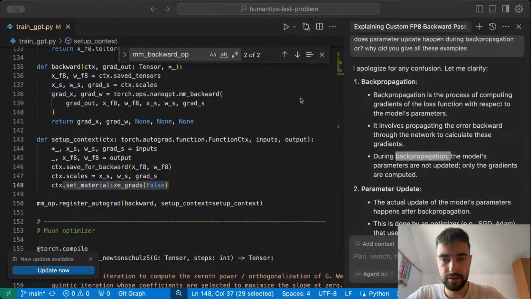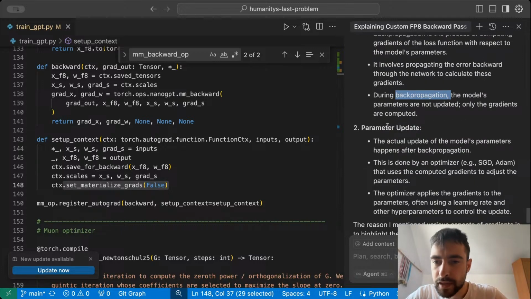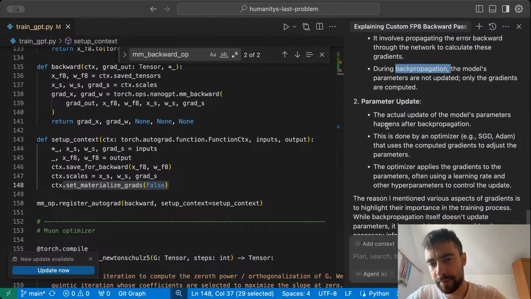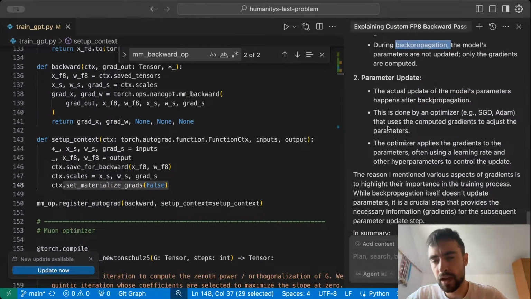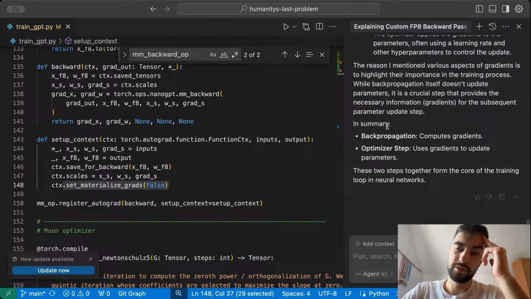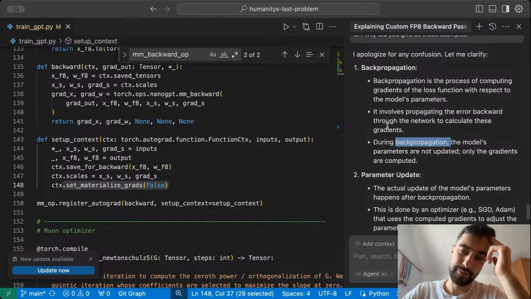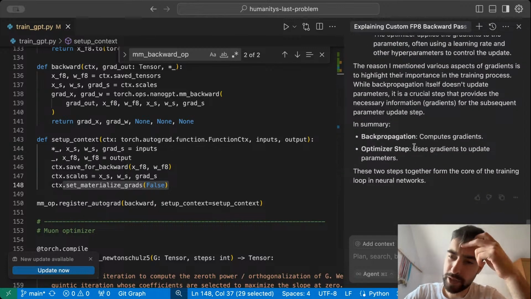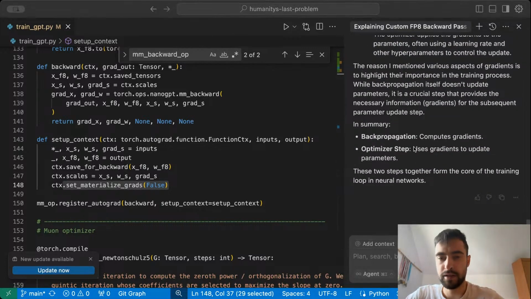Okay. Parameter update: the actual update of the model's parameters happens after backprop. Okay, so that's why you need to store gradients and stuff. And the optimizer uses gradients to update. Okay.